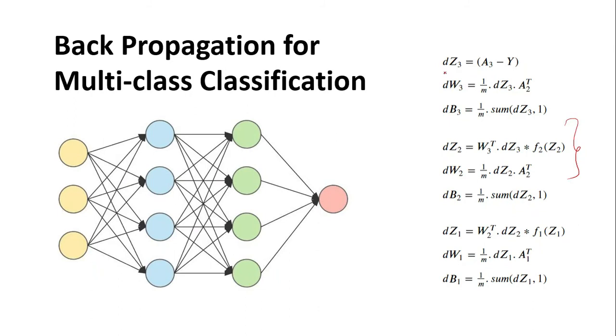Now for multi-class classification, only this term dz3 is going to be different because this dz3 depends on the loss that we used and the output activation function a3, while all the rest of these equations just depend on this dz3. So all these equations are going to remain the same for multi-class classification as well. So in this video we will only focus on deriving this dz3 for multi-class classification.